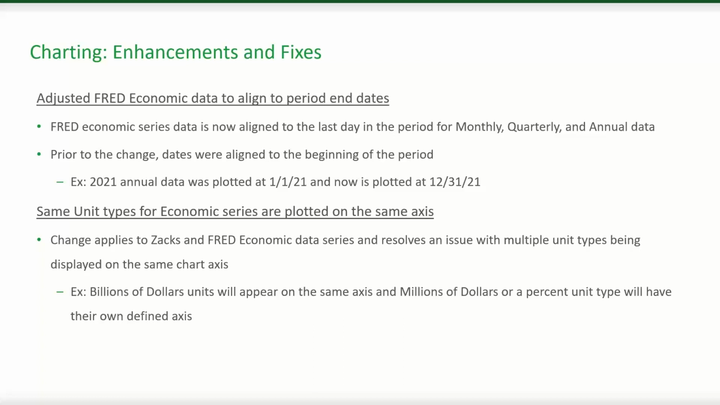This change applies to Zacks and FRED economic data series and resolves an issue with multiple different unit types being displayed on the same chart axis. For example, billions of dollars units will all appear on the same axis, and millions of dollars or a percent unit type will have their own defined axis.